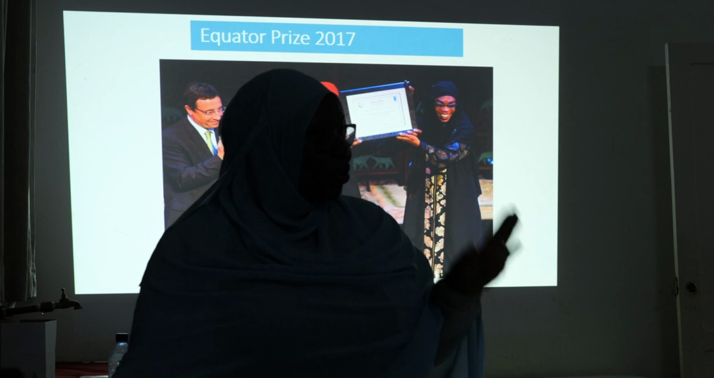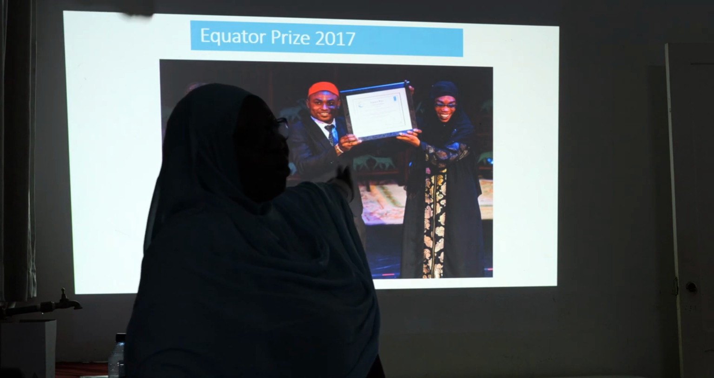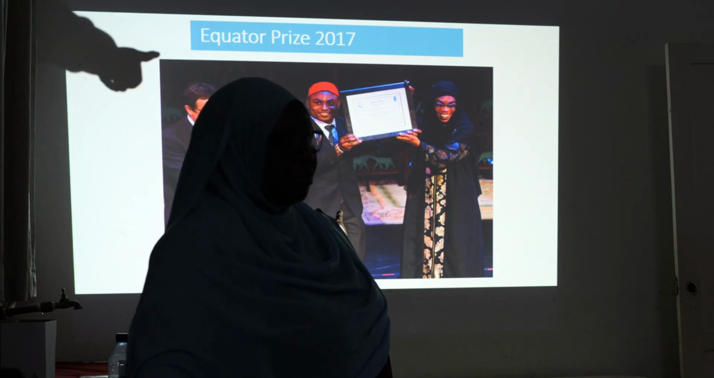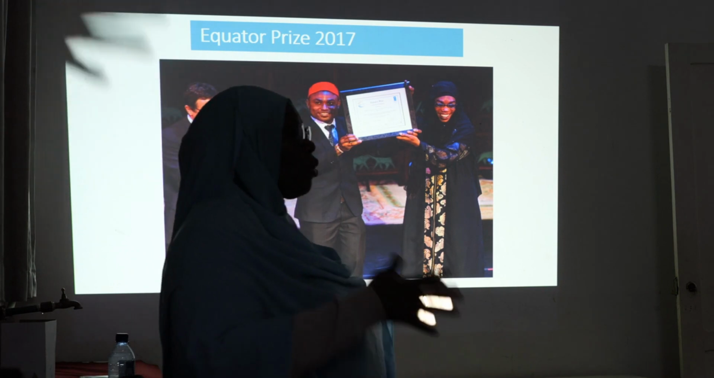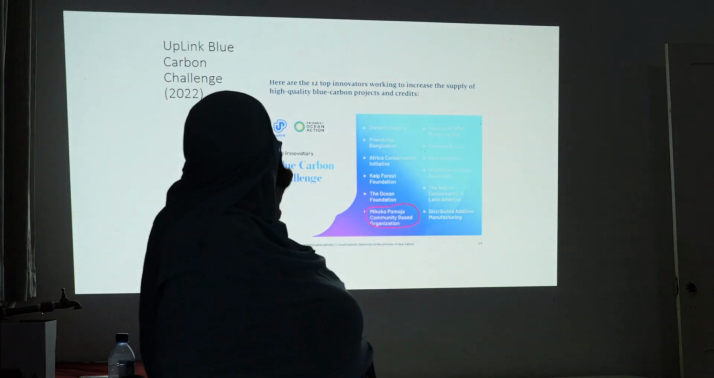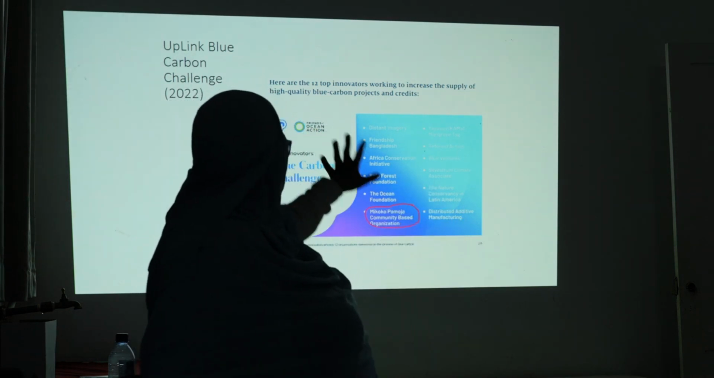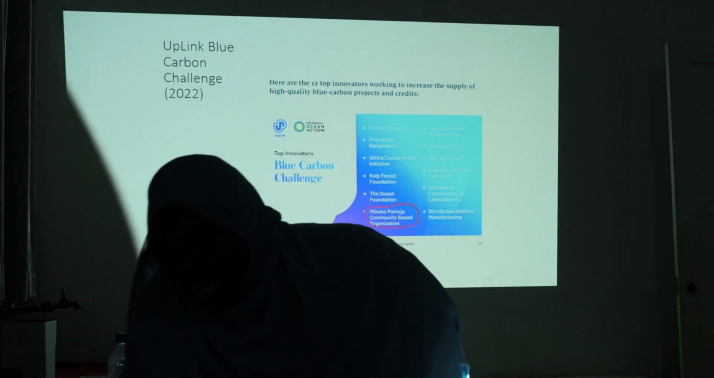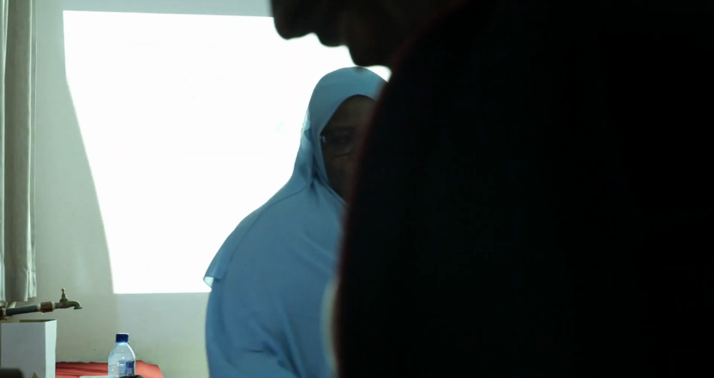We've managed to earn an Equator Prize in 2017. This was the first coordinator, and this is a representative from the village. They traveled all the way to New York to receive this prize for the village. It's the first time the woman got onto a plane, and they received it because of the work that we are doing. Just last year, here are the 12 top innovators working to increase the supply of high-quality blue carbon projects and credits. Look at the names of the projects, big projects like Bangladesh. And there comes our small project, Mikoko Pamoja community, being recognized for the small efforts that we are doing.